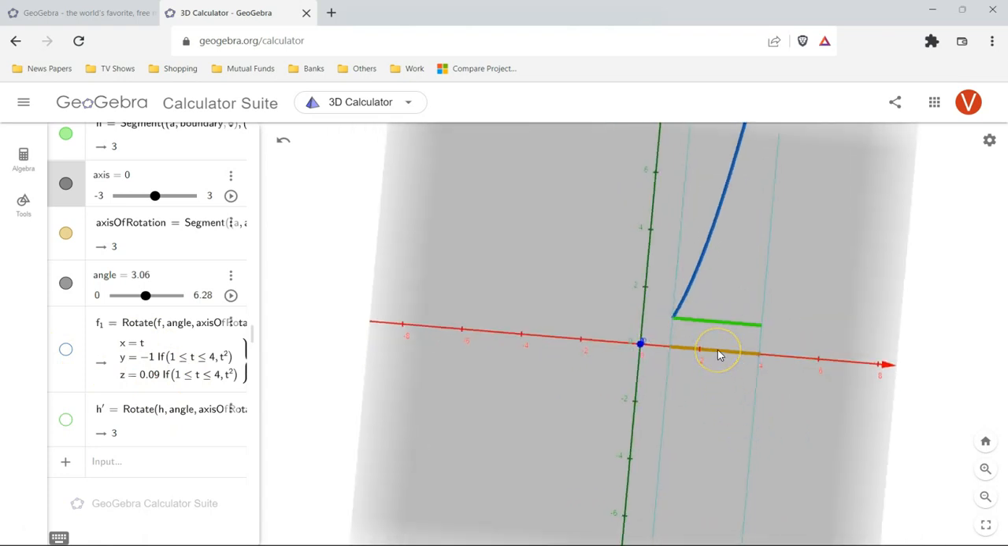So this is our axis of rotation. This is the boundary, one boundary. This is the second boundary. This is the third boundary. These are vertical boundaries. This is the function boundary. This is another function boundary. Now, if we rotate it, what happens?